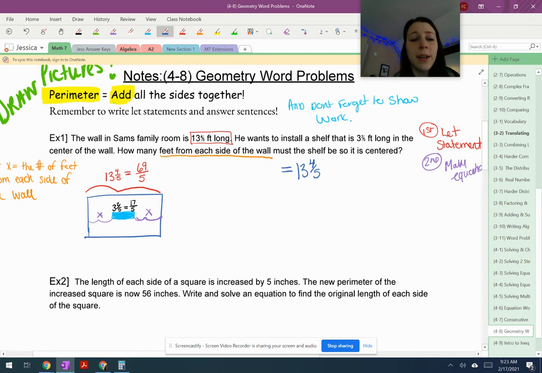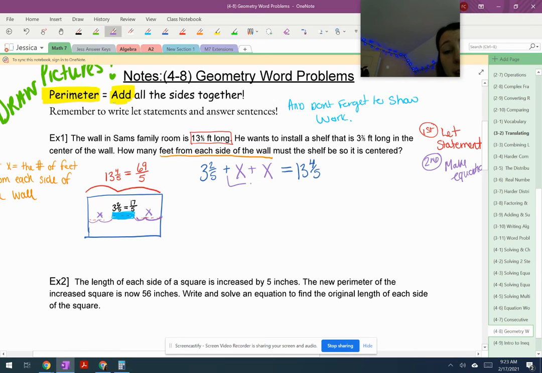So now, how do I get up to that 13 4/5? Well, I need to add the length of the shelf, right? That shelf, that 3 2/5. And I need to add the x's to that, and that would get me the entire length, right? If I have from here to here is x, from here to here is x, and then this is the 3 2/5, adding all those together would get me that total length.